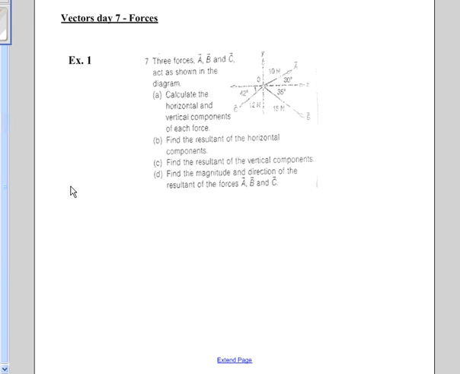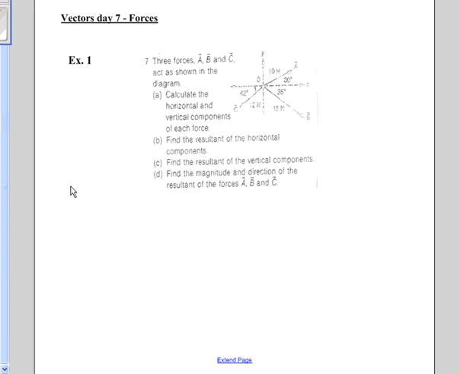MCT 4C, Vectors Day 7, we're going to do some forces questions. Very similar to what we did yesterday. And probably my strongest suggestion would be to solve these using components. The horizontal and vertical components can be quite a clear way of solving these problems.